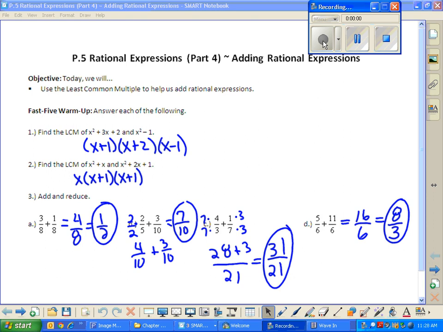To do, like I said, is just take a moment to check the answers to your warm-up and make sure that you did that correctly.